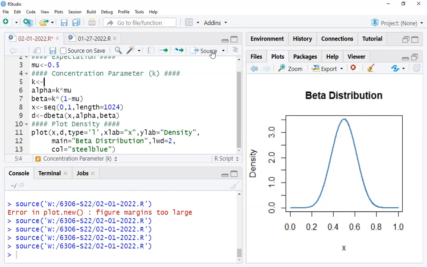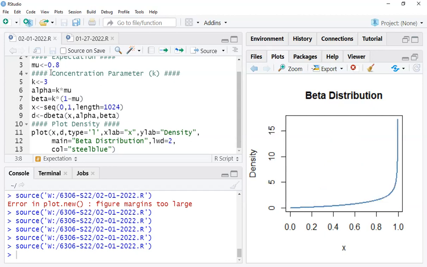Now, let's go back to kappa of 3, change mu to, let's say, 0.8. Here is a question. Could mu exceed 1? Why not? Because mu is the mean of the distribution, and the support of beta is between 0 and 1. So its average cannot exceed 1. So mu equals 0.8, constant kappa of 3. That's what we get.